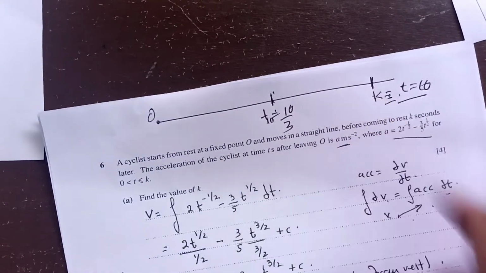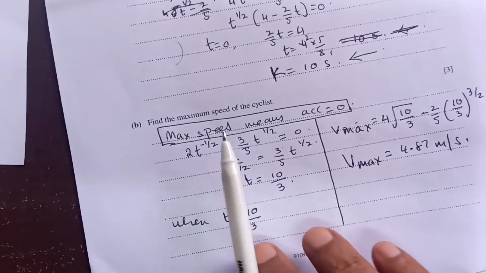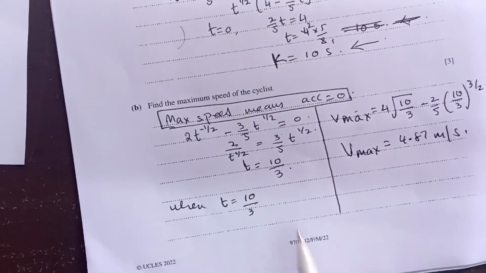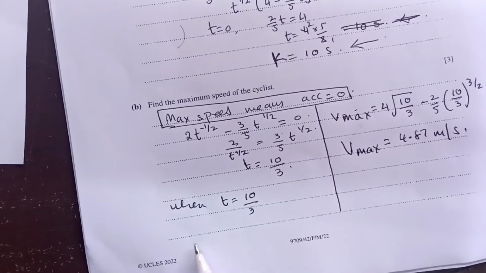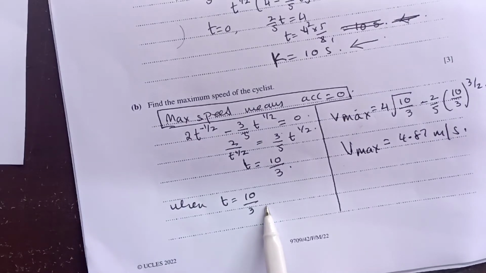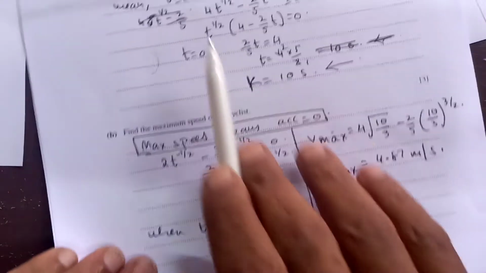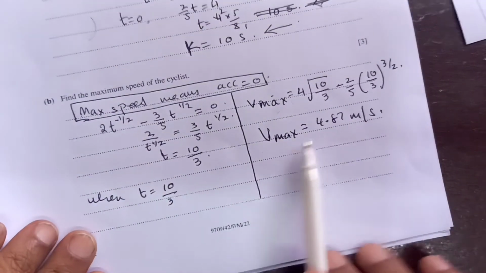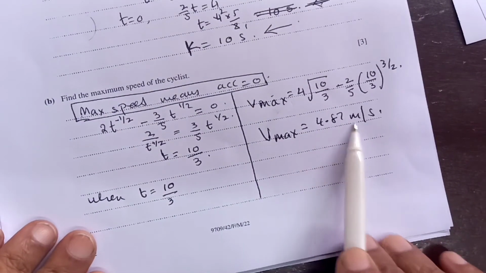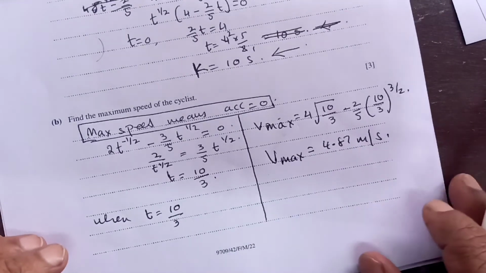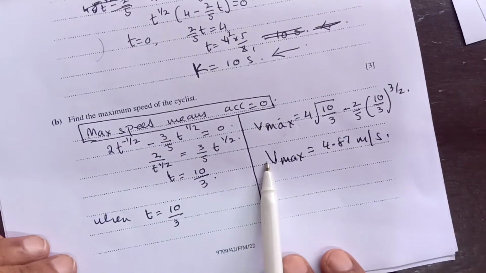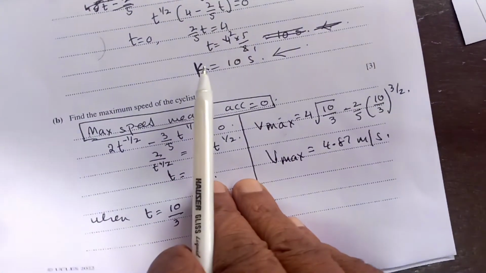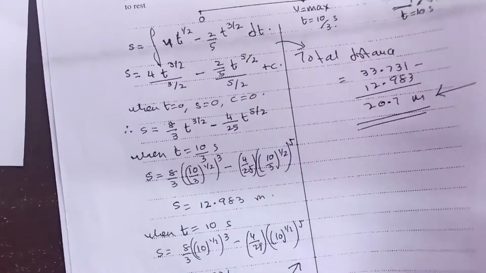it will stop. Okay. So what is the maximum speed? Find the maximum speed. So you have to find the time. You will get the time when it is at maximum speed. Then you replace the t in the relationship for speed. Then you will get Vmax. Okay. Very important, maximum speed means acceleration 0. If you don't know this, you can't proceed.